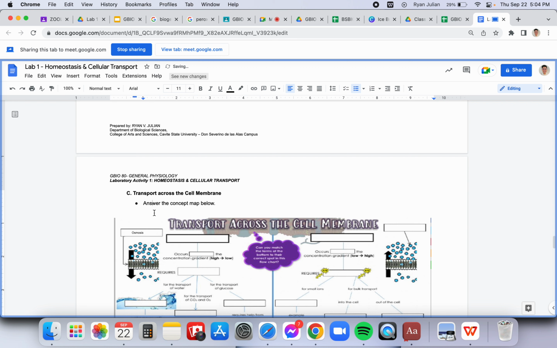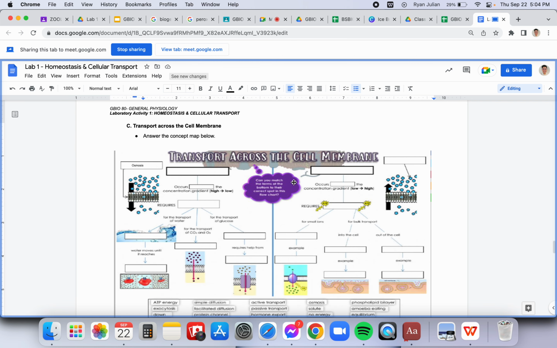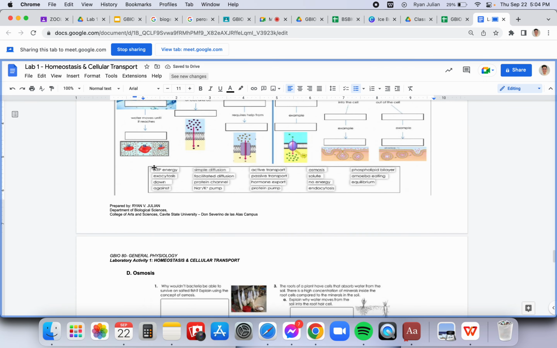As simple as that. There's no need to put color on the background. Just keep it as it is. And do it in the remaining boxes that you have here. Delete ko lang siya. As simple as that. I hope that is clear to everyone.